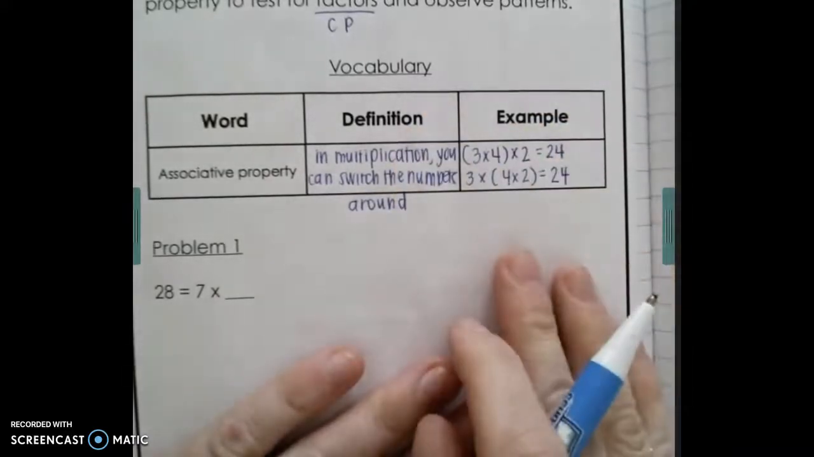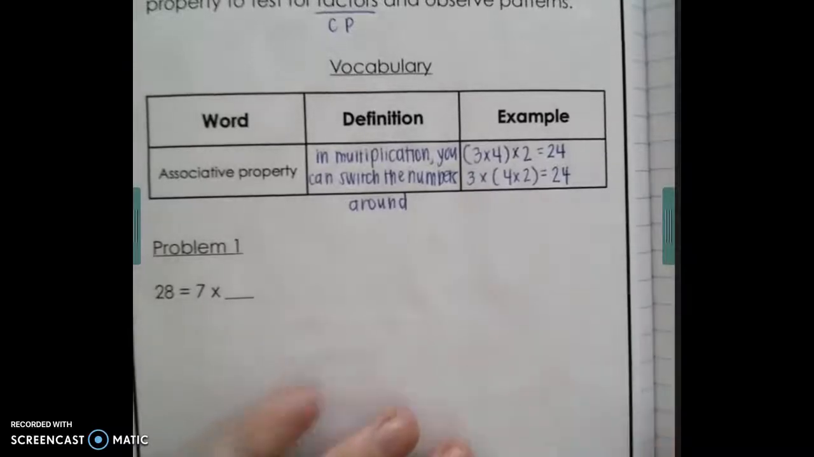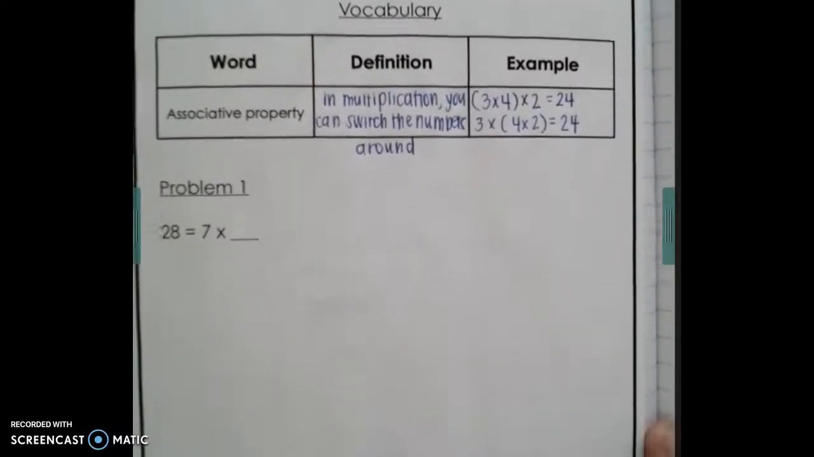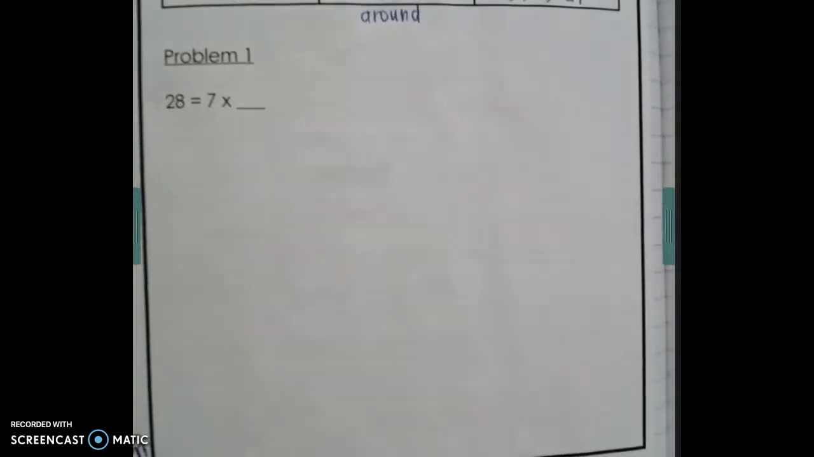So it doesn't matter which way you do it in multiplication. You can pick whichever numbers you want to multiply first together. You will still get the same answer. So we're going to use this property, or this rule, when we look at some patterns down below.